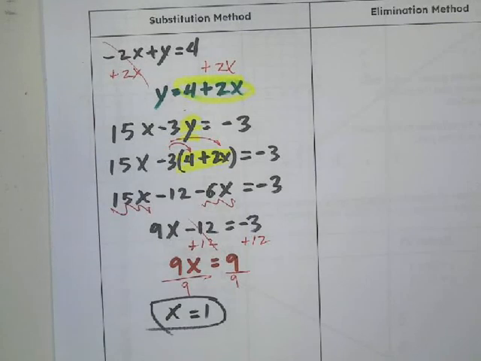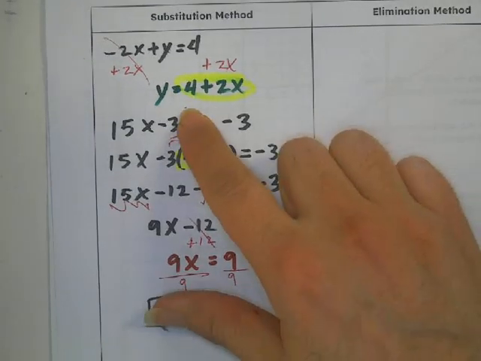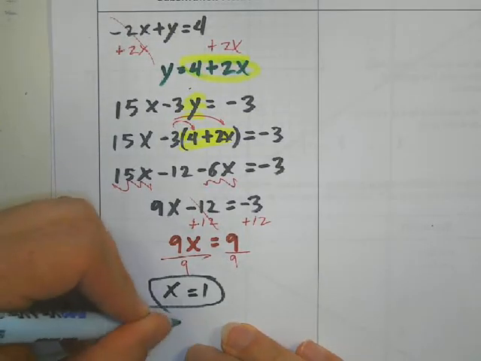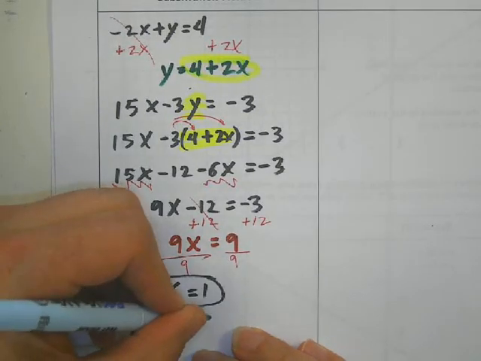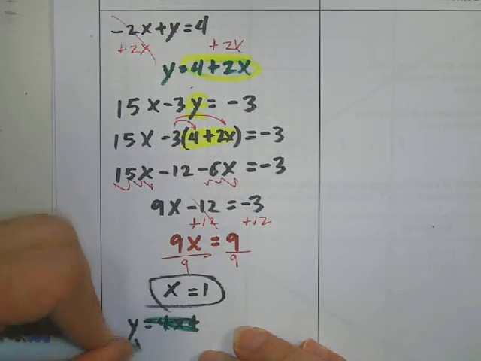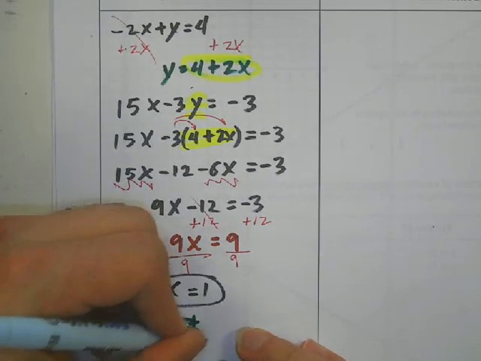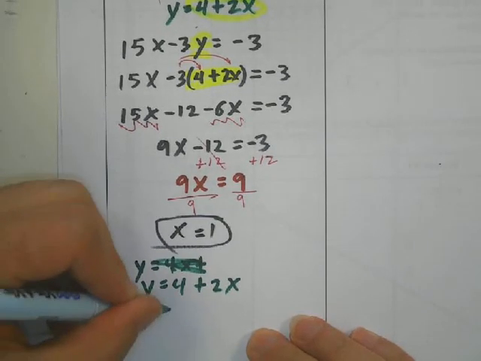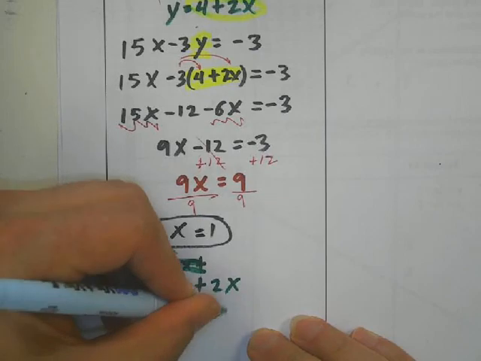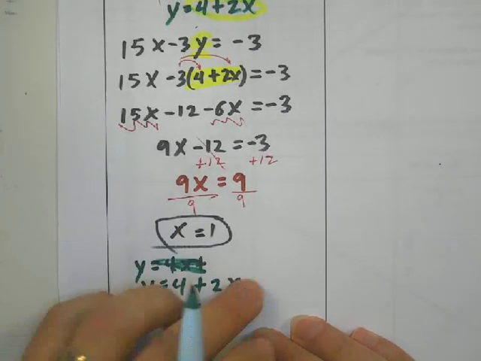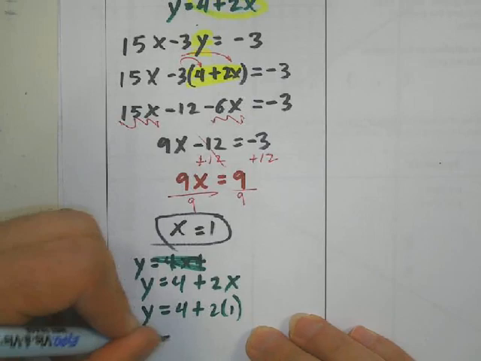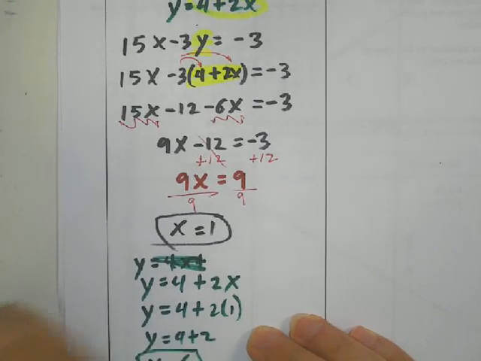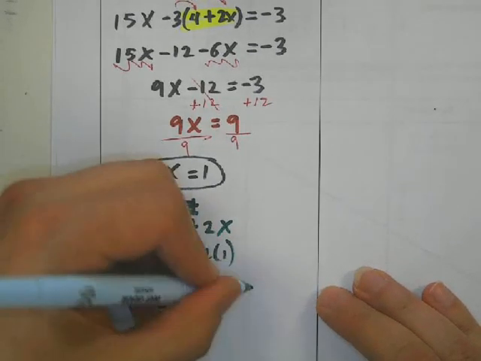Okay, and now let's solve for y. Let's use this green equation, which is y equals 4 plus 2x, right? I'm going to replace x with 1. So y equals 4 plus 2. I'm replacing x with the 1. So y equals 4 plus 2, which gives me 6. Okay, so my answer is 1, 6.